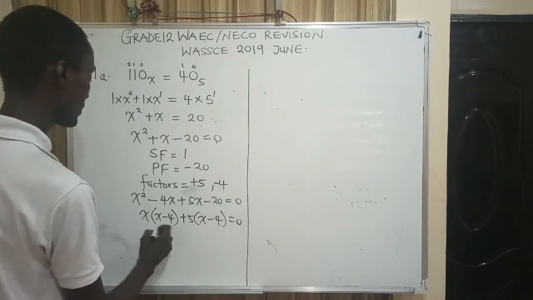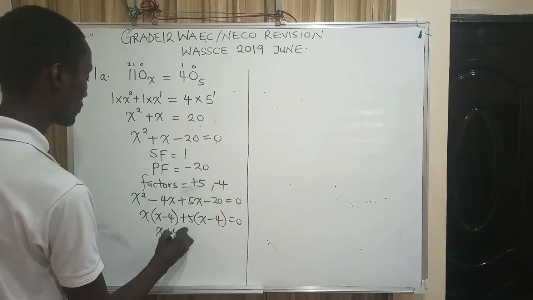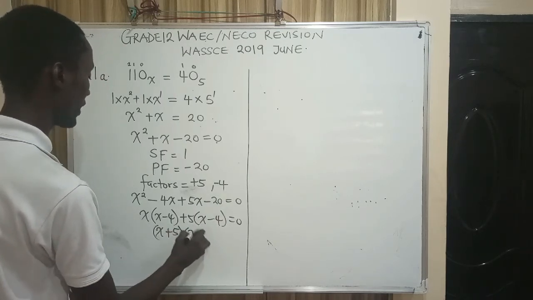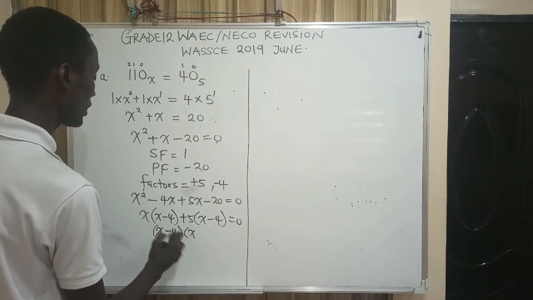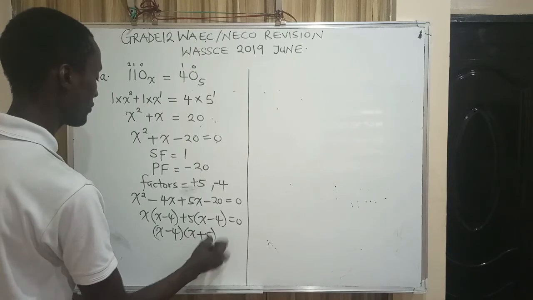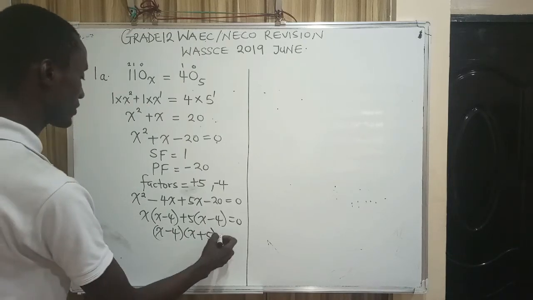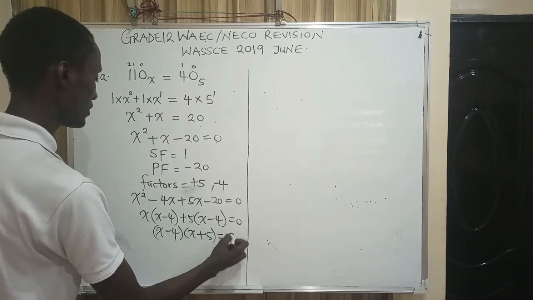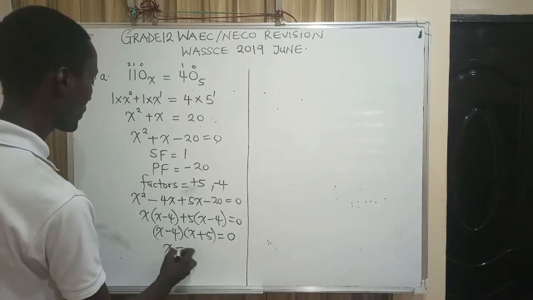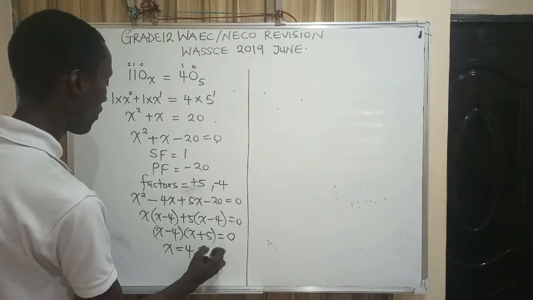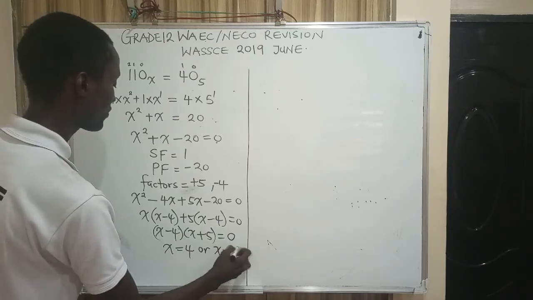So from this, I have x minus 4 into x plus 5, and this will be equal to 0. This will be equal to 0, and that means x will be equal to 4 or x will be equal to negative 5.